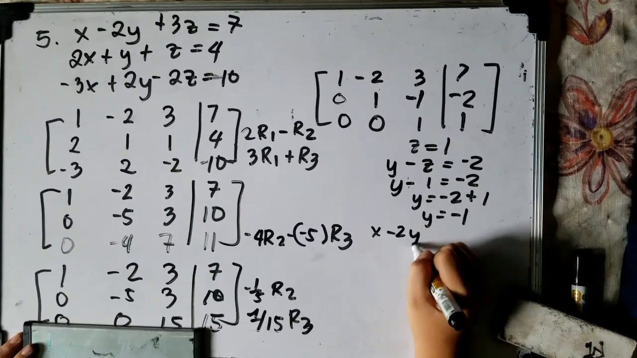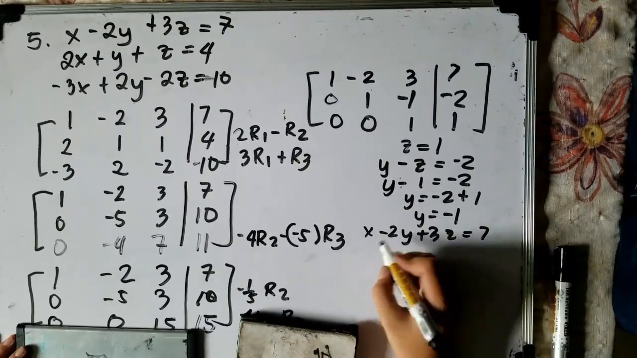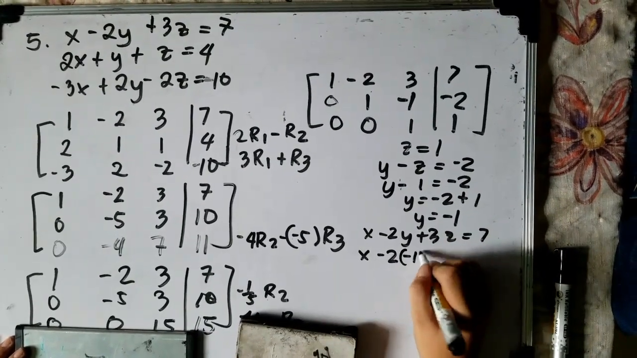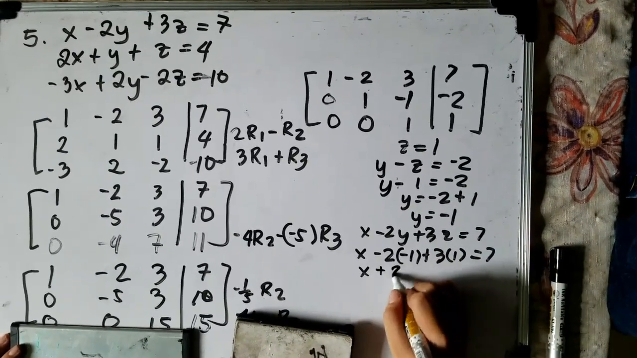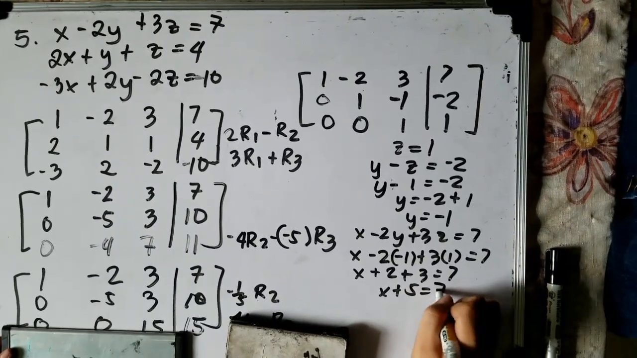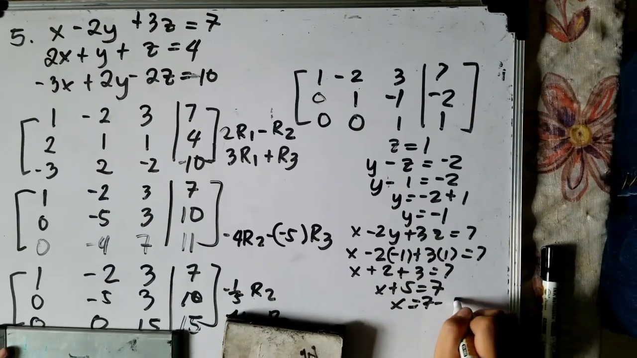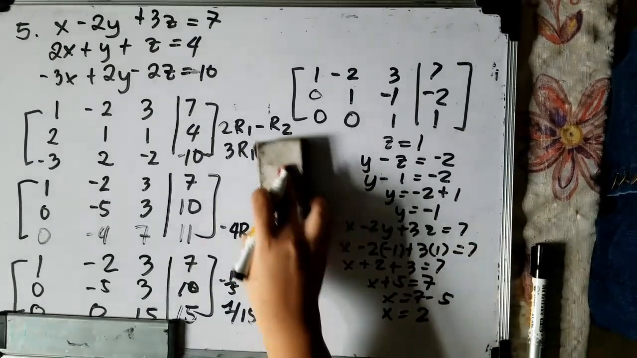x minus 2y plus 3z is equal to 7. x minus 2 times negative 1 plus 3 times 1 is equal to 7. x plus 2 plus 3 is equal to 7. x plus 5 is equal to 7. x is equal to 7 minus 5, which is 2. So let us check if it is correct.